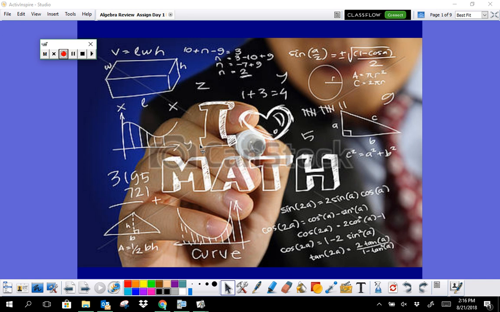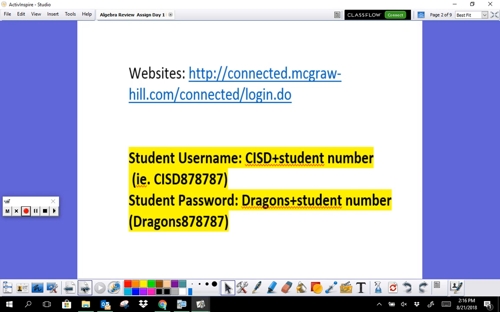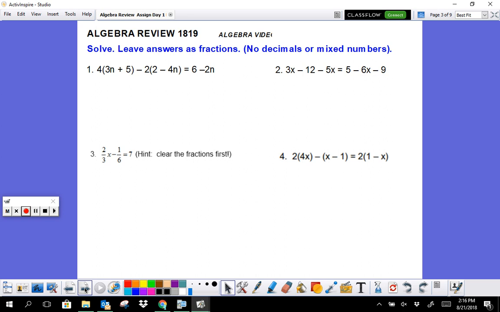Right, y'all, so this is going to be the review for the algebra, the first test you're going to take in geometry. It's going to be just a review over everything that we've done kind of in algebra. We'll skip over a few things, but mostly this is kind of hitting on all the topics from algebra. So this first part says solve, leave answers as fractions, no decimals or mixed numbers.